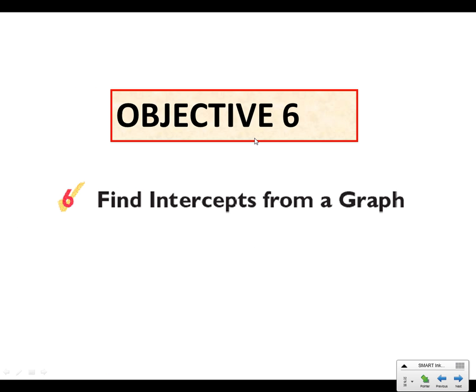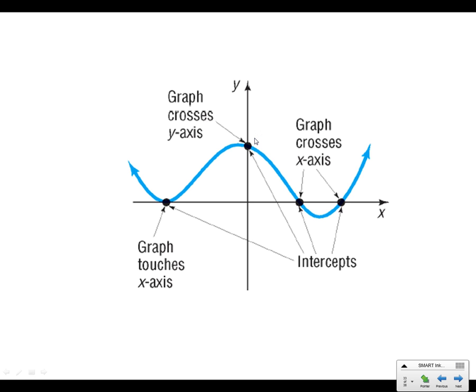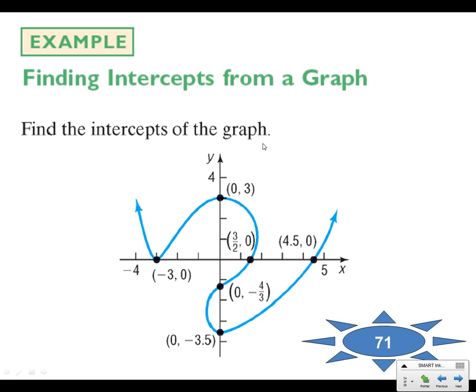All right, so lastly here, I believe this is the last objective: find the intercepts from a graph. X-intercepts are where the graph crosses the x-axis, and y-intercepts are where it crosses the y-axis. So here, just looking at it, what are the x-intercepts? Negative 3, 3 halves, and 4 1/2. What are the y-intercepts? We have 3, negative 4/3, and negative 3 1/2. So you're just going to grab the y values for the y-intercepts and the x values for the x-intercepts. So try problem 71.